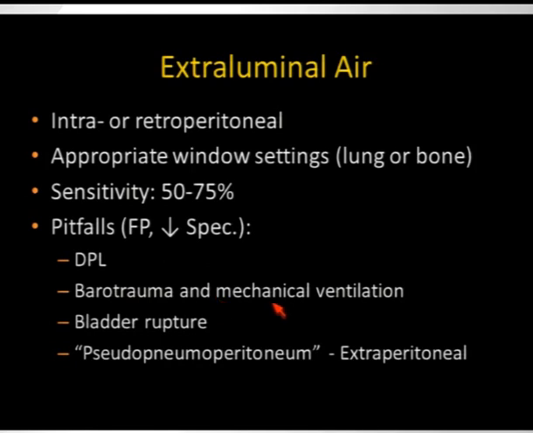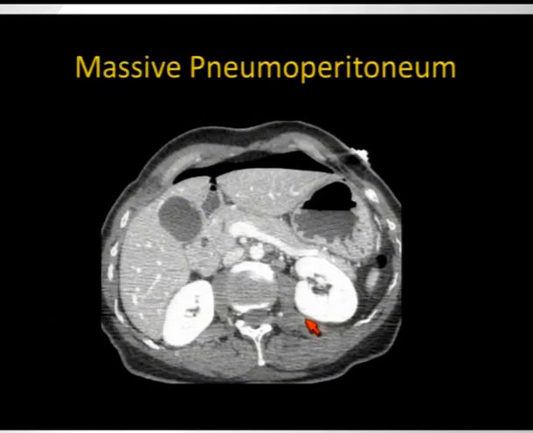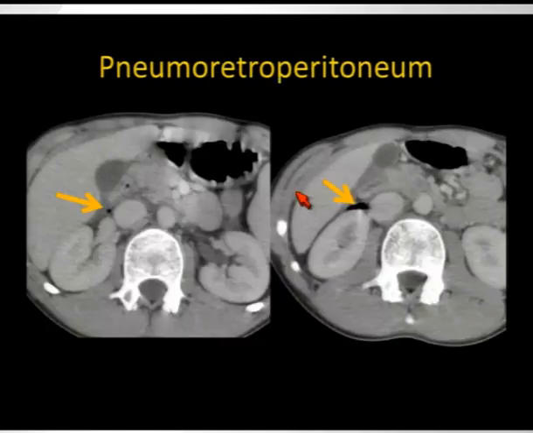Barotrauma and mechanical ventilation is a very common and important cause of false positive diagnosis of bowel injury leading to pneumoperitoneum. Intraperitoneal bladder ruptures with a catheter can cause intraperitoneal gas. And the most important one from the diagnostic point of view, which we see very often causing difficulties in interpretation, is the so-called pseudopneumoperitoneum, which I will emphasize and illustrate with a few examples. So pneumoperitoneum can be massive and easily diagnosed, as in this particular case.